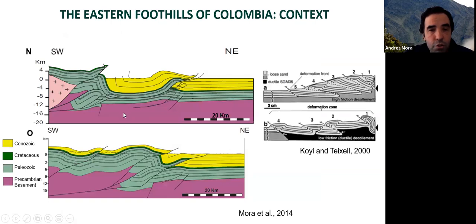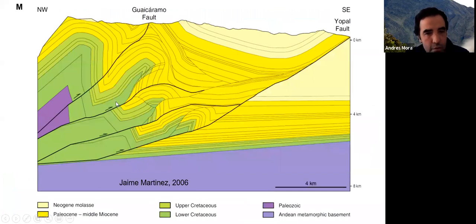So we have these cross sections I've done in the past with the team here from Madre de Dios. And what we see is stacked thrust sheets on top of each other below this marginal syncline that presumably is related with the presence of a high frictional basal decollement or detachment. And that can also be observed in Colombia with this cross-section that is very famous from Jaime Martinez, 2006.